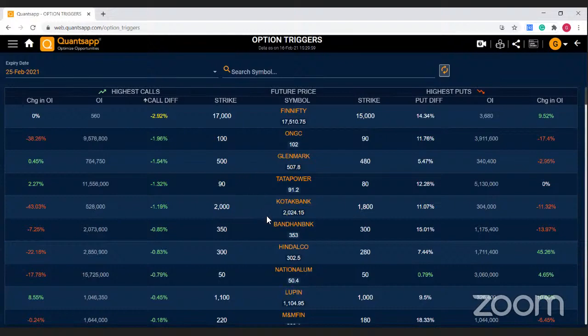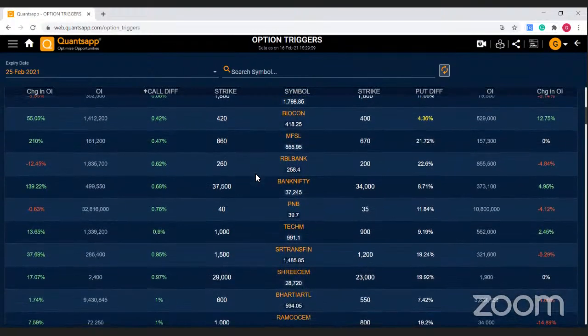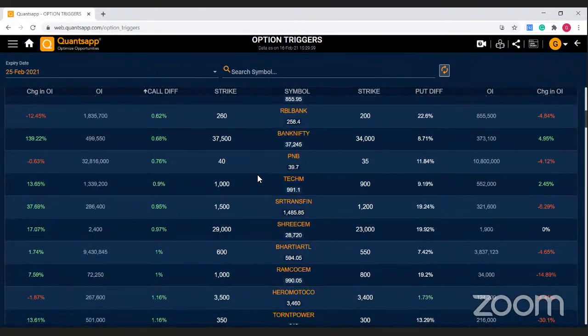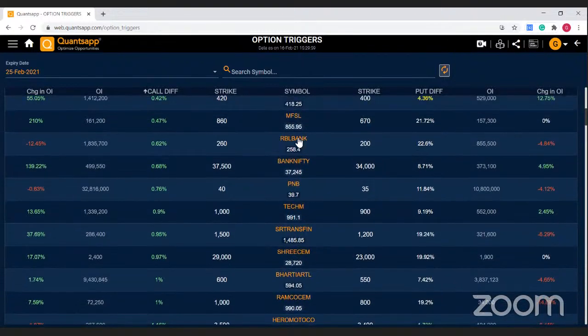So if we see, let's take SEC. You can see RBL Bank. Now if I want to look into this particular stock, and why I have chosen that, because the difference is in green. Highest call difference is in green from the symbol, and at this level you can see the call writers are reducing their positions. So I can see the call writers are more nervous at this point.